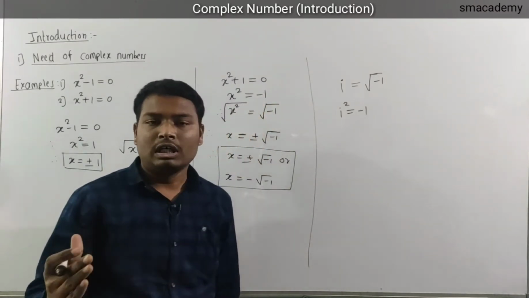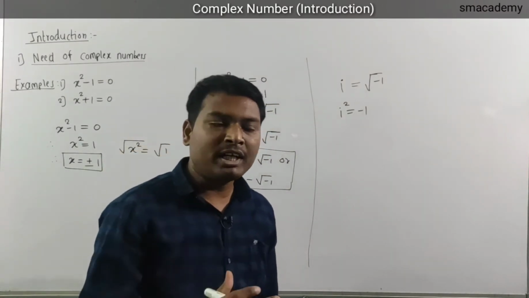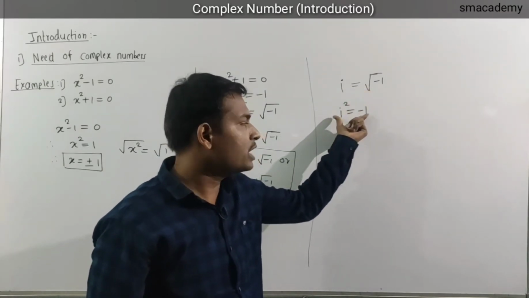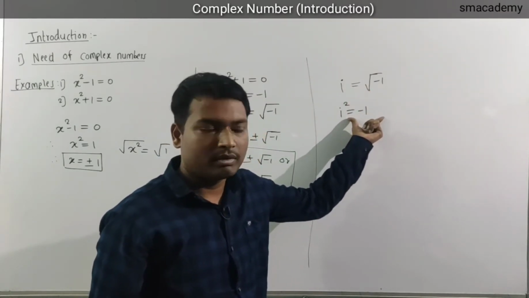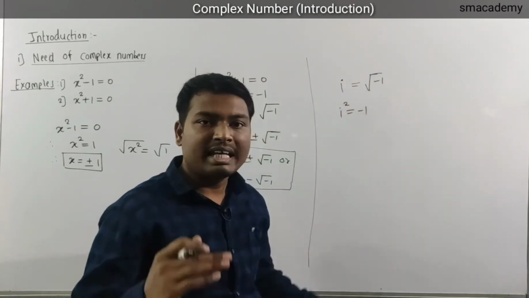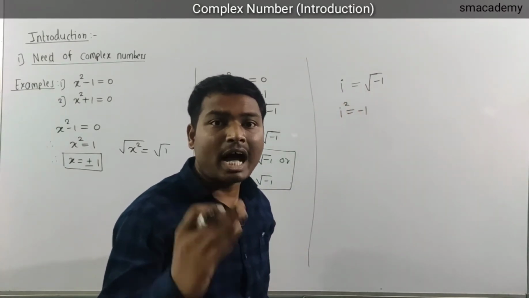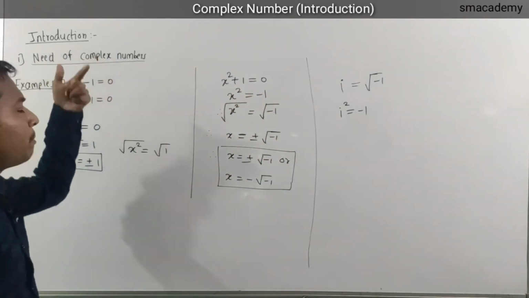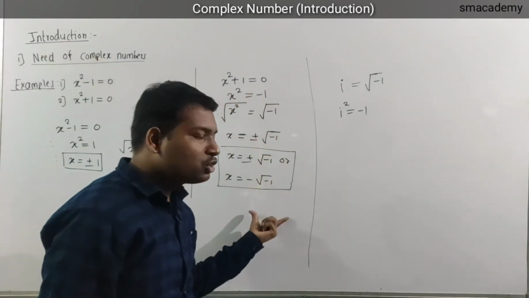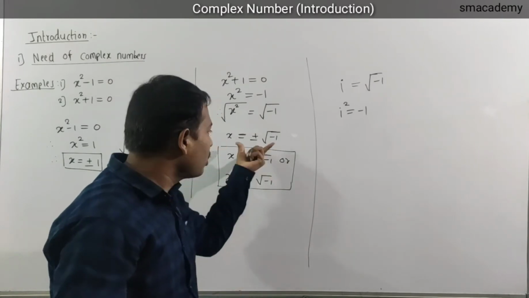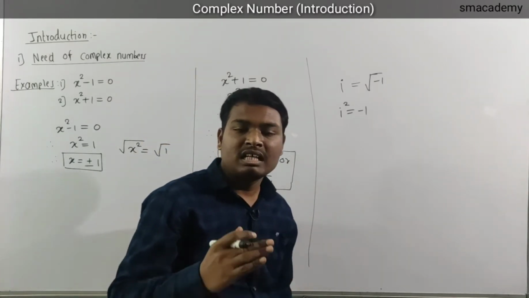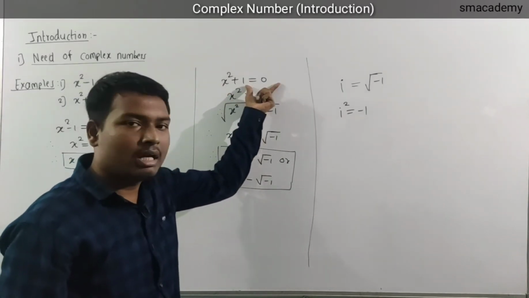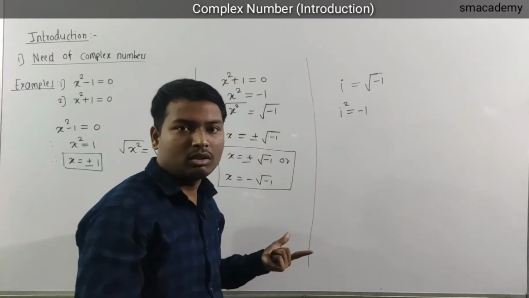The whole chapter complex numbers depends on these two facts, i is equal to root of minus 1 and i square equal to minus 1. Clear? Here i is called the imaginary number, i is called iota. Clear? Imaginary number. Now see the need of complex numbers. This shows a need of complex numbers. Why? Because in the set of real numbers, some types of equations like x square plus 1 equal to 0 have no solution in real numbers.